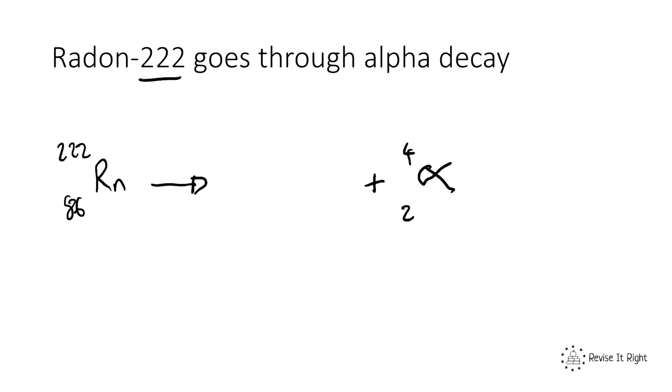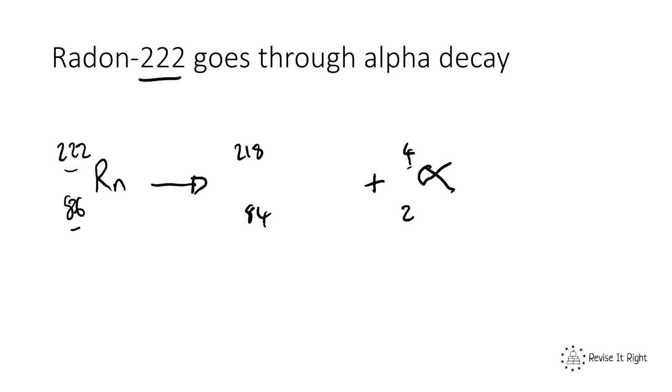Now we need to find our new element that this is going to form. So we do 222 take away 4, which obviously gives us 218. So our new element has a mass of 218, and we need to find our atomic number. 86 minus 2 is 84.